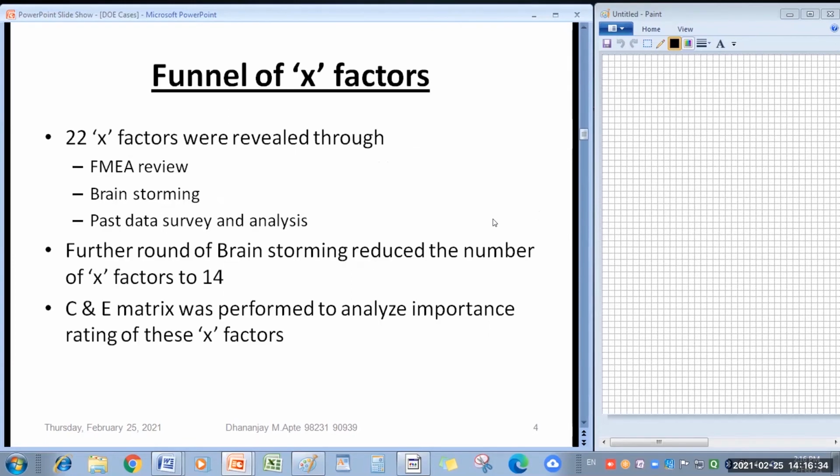Now, as I said yesterday, this is a funnel of X factors. You have to shorten these X factors. So, you know, when we started this project, we were having 22 X factors. All these X factors were revealed through FMEA, brainstorming, and past data survey and analysis. Then we did brainstorming again. We reduced these factors from 22 to 14. Till this moment, there is no DOE.